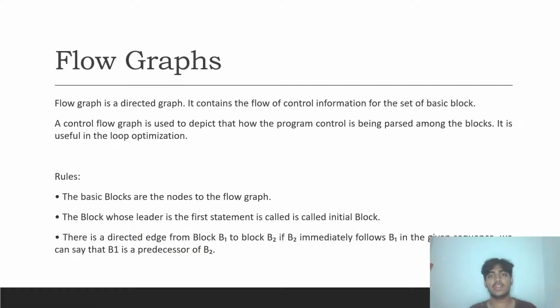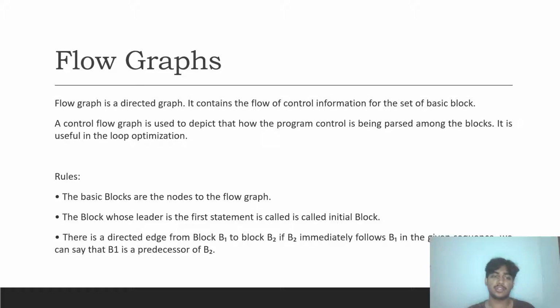So now that we know what a basic block is and how to differentiate your basic blocks, let's talk about flow graphs. A flow graph is a directed graph which contains the flow of control information for the set of basic blocks. A control flow graph is basically used to depict how the program control is being passed from one block to the other.